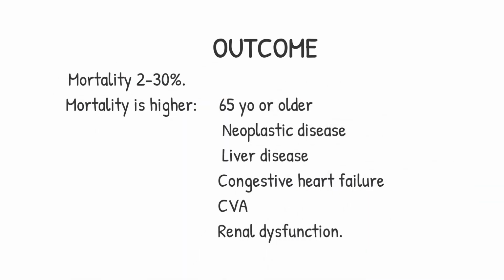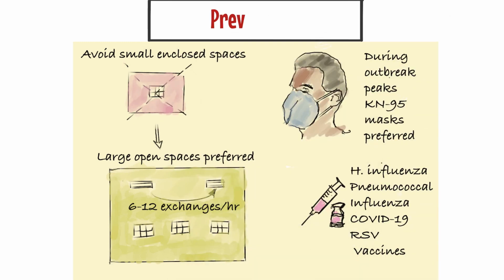What is the outcome of CAP? As discussed in video 1, mortality can be high, ranging from 2 to 30%. And mortality is higher in patients 65 years of age or older, in patients with neoplastic disease, liver disease, congestive heart failure, those who have suffered a cerebrovascular accident, or have significant renal dysfunction. Given the potential for hospitalization and death, prevention is a very important strategy.